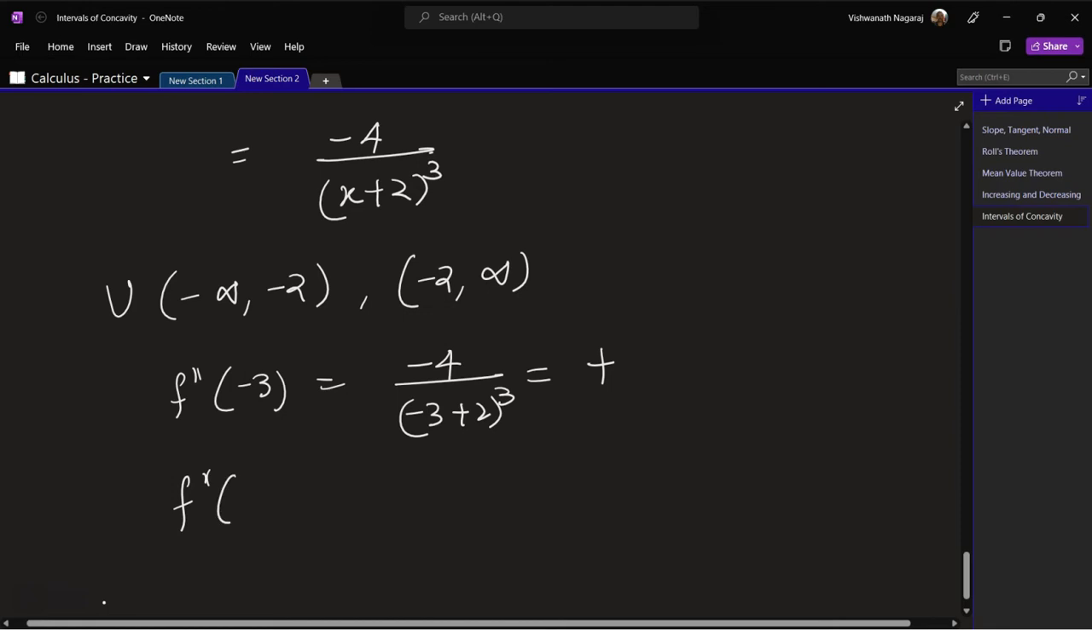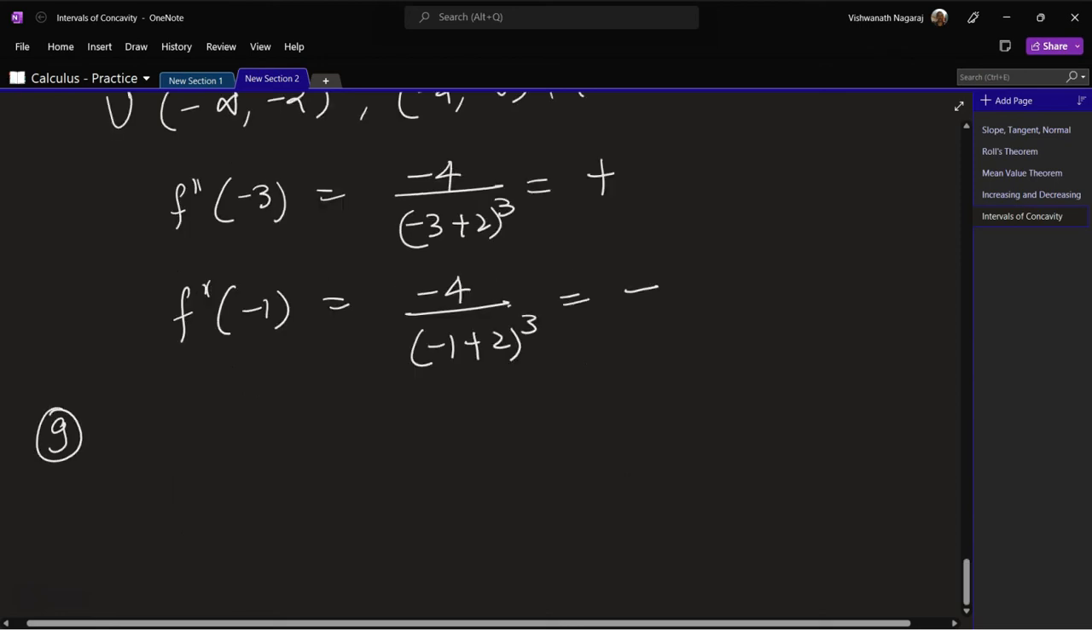f''(-1) gives us -4 by (-1 + 2) cubed, which gives us, now the denominator is positive, so this is negative. That means this is going to be concave down.